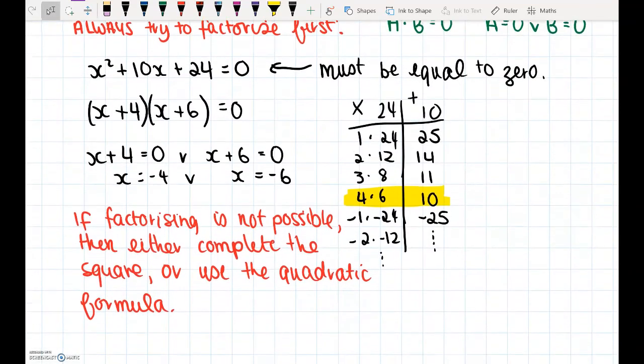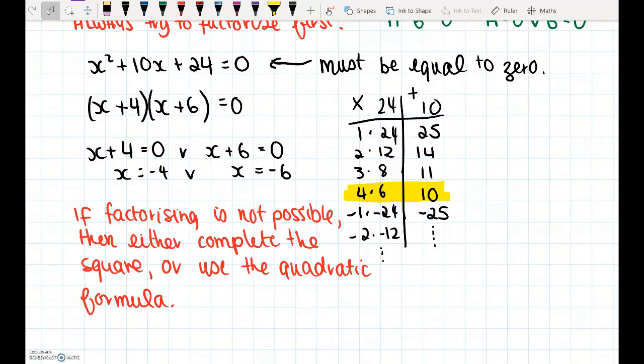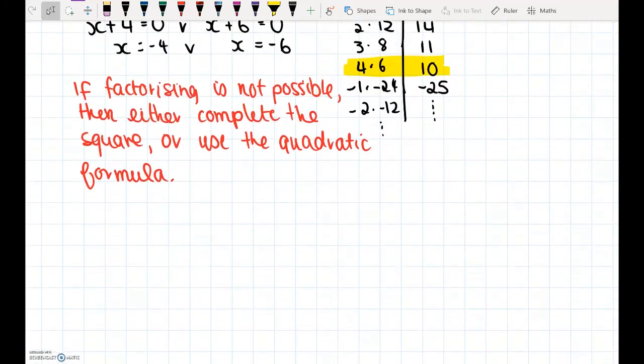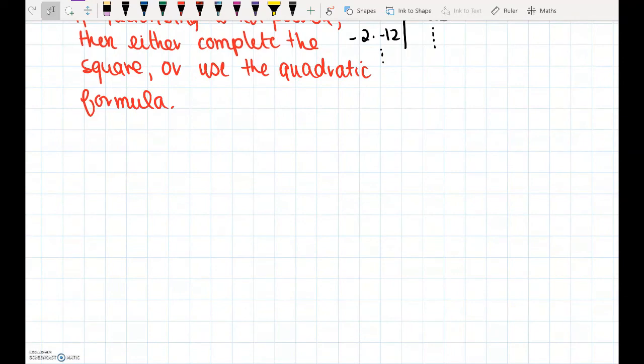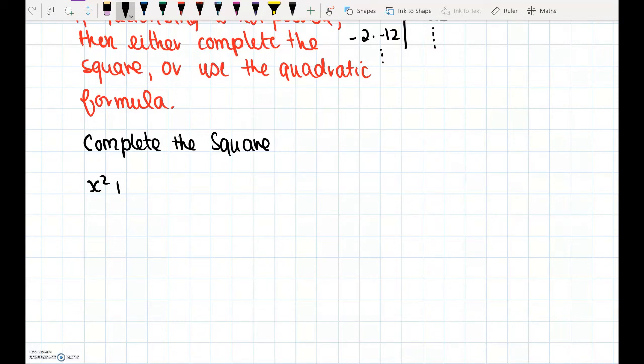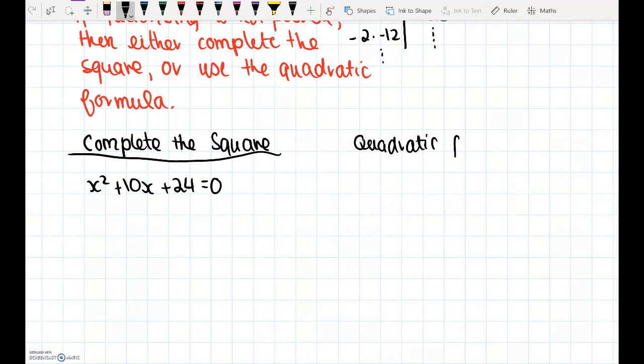We're going to use the same equation that we had here. So x squared plus 10x plus 24. Okay, so firstly we'll do completing the square. Okay, so we have x squared plus 10x plus 24 is equal to 0. We'll complete the square over here, and we are going to use the quadratic formula over here. Okay, so completing the square.